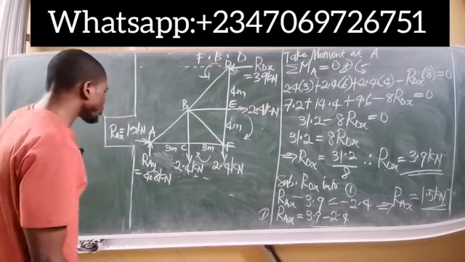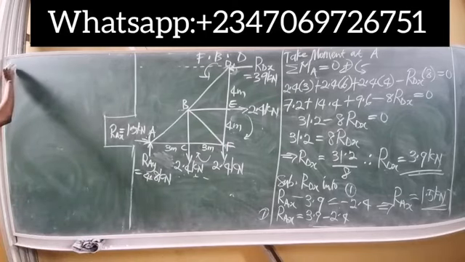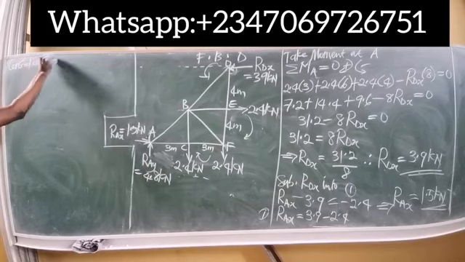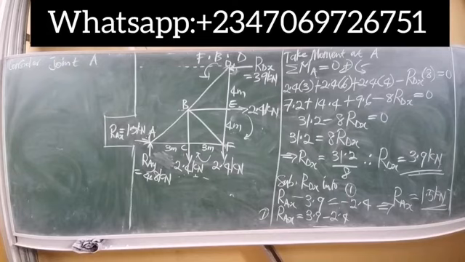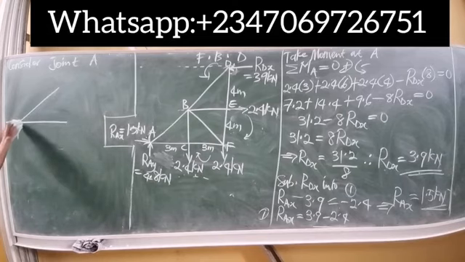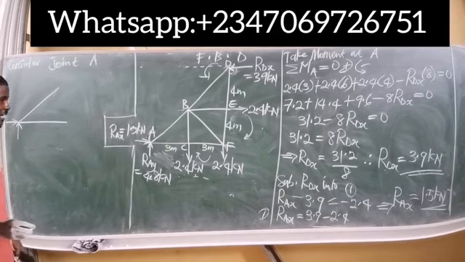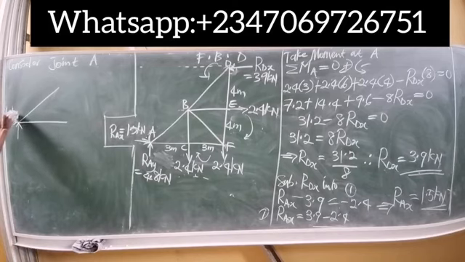Okay, so consider joint A. What we have at joint A is simply this. We have a horizontal force here, not forgetting, and we also have a vertical force here. The horizontal force is simply 1.5 kilonewtons. This is joint A. And the vertical force is simply 4.8 kilonewtons.